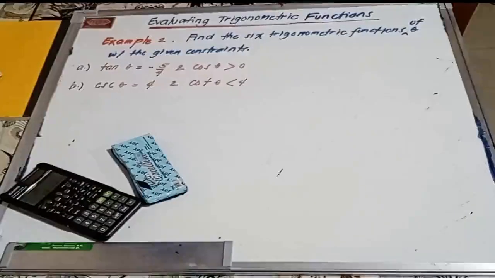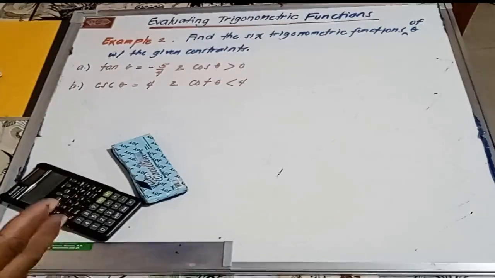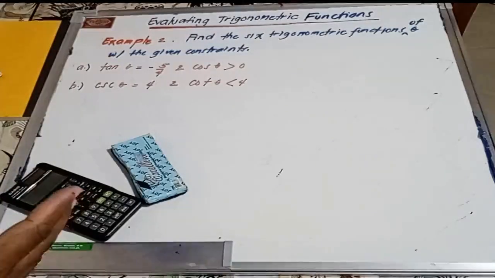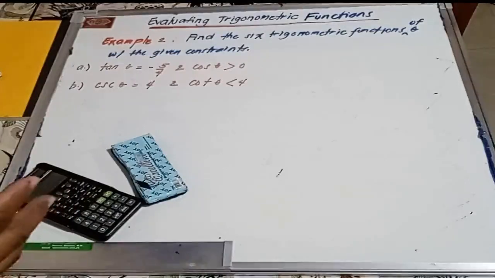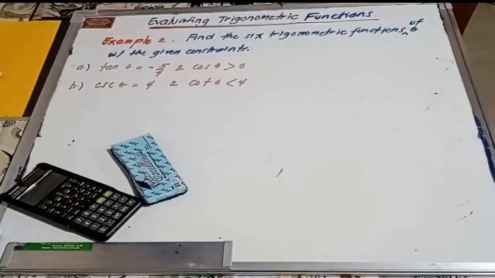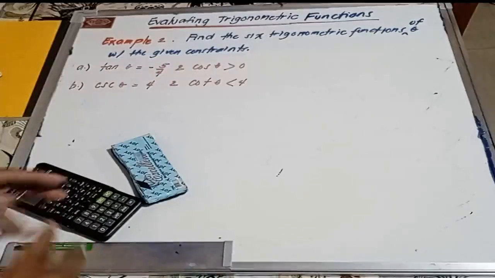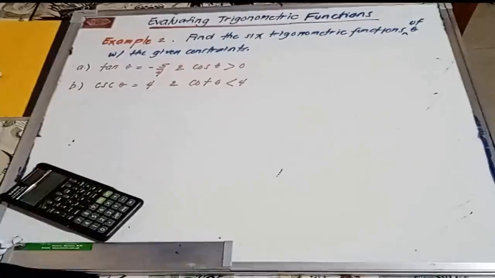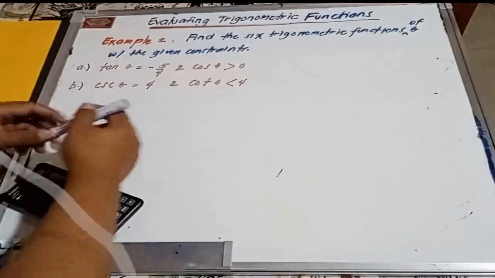Okay, so this will be my second example in evaluating trigonometric functions. Example number 2 says, find the 6 trigonometric functions of angle theta with the given constraints. Letter A, tangent theta equals negative 5 over 4 and cosine theta is greater than 0. When we say cosine theta is greater than 0, it means cosine theta is positive. Letter B, cosecant theta equals 4 and cotangent theta is less than 0.